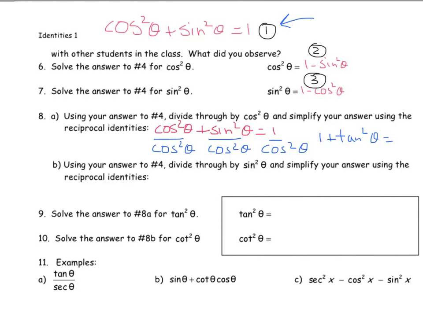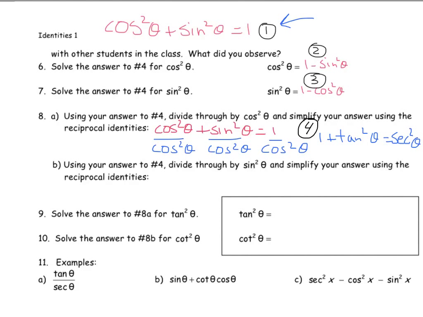All right, what do you think 1 over cosine squared is? Well, if you look back on your first page, 1 over cosine is secant, so 1 over cosine squared is, you guessed it, secant squared. All right, and maybe we'll call that equation 4.